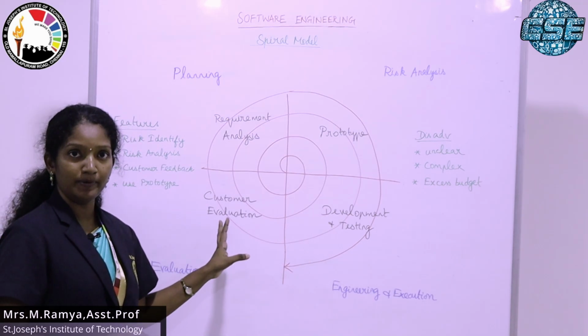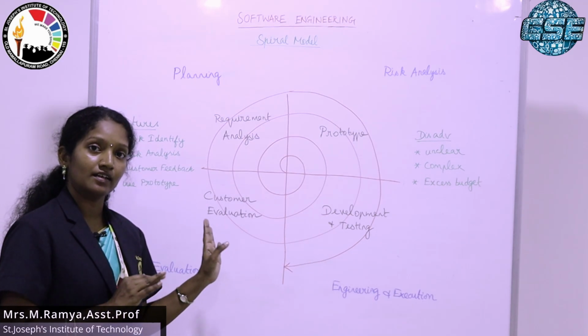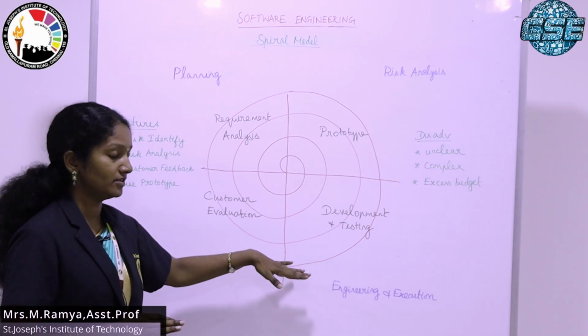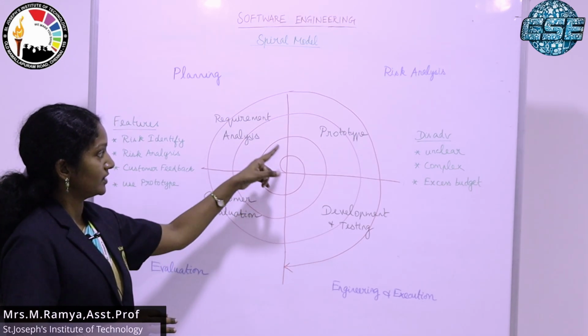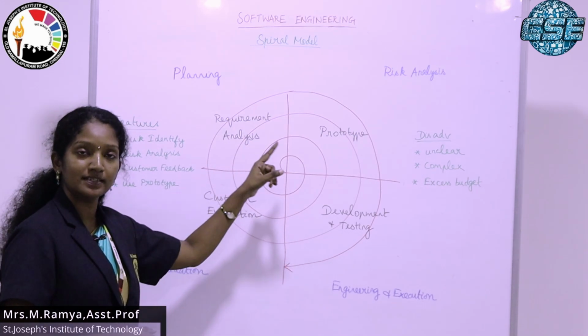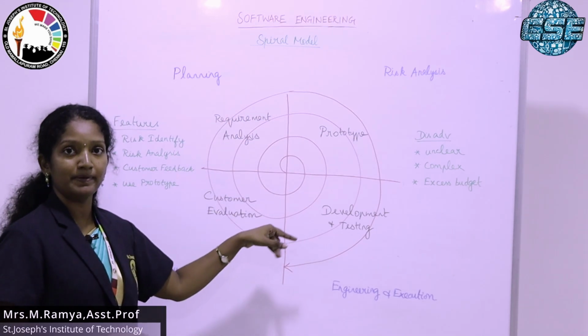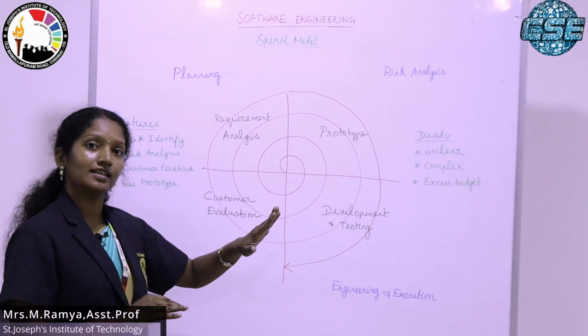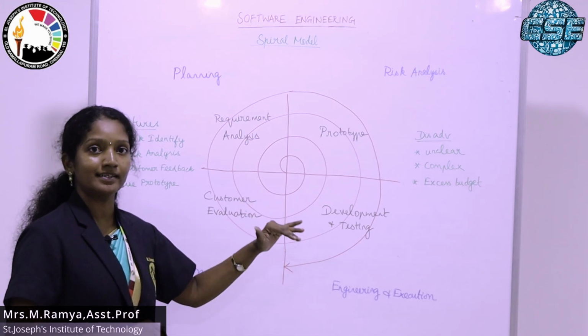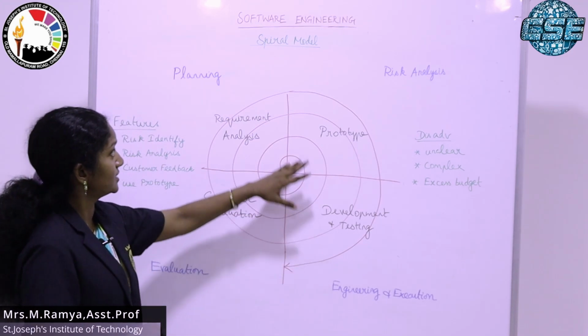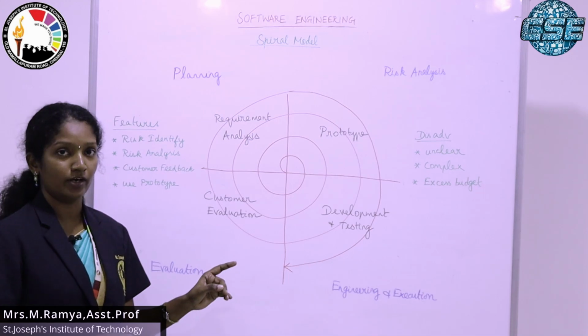The next phase is going to be the evaluation. If the customer is satisfied, we can stop here. So the same process happens in the form of a cycle till the customer gets satisfied. The same thing is repeated again and again until the customer is satisfied with the product that has been created. So this model is called the spiral model.